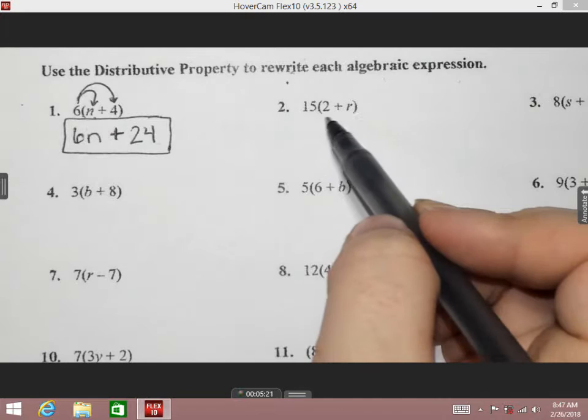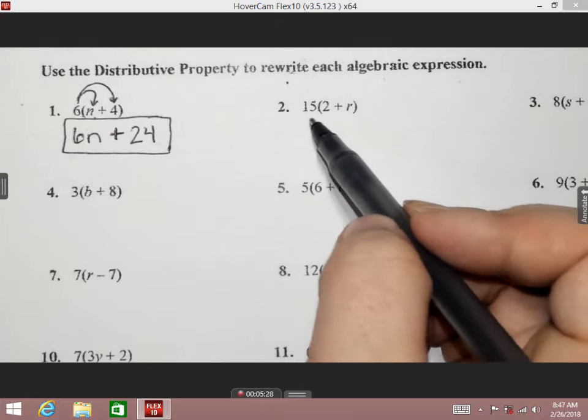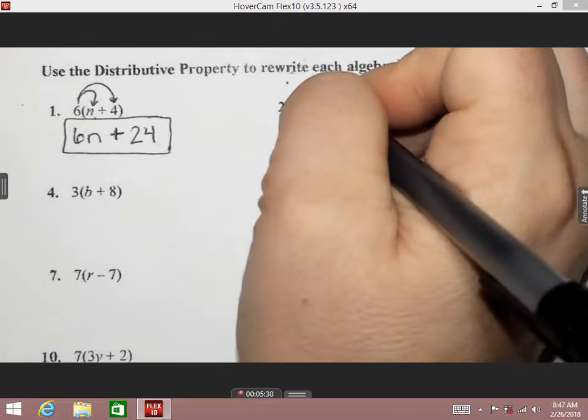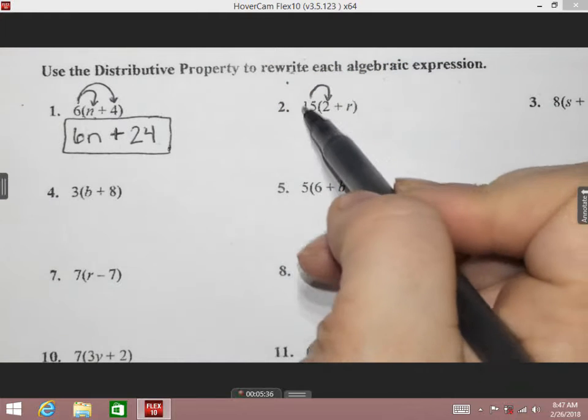We'll look at number 2. So what number is it that I'm going to distribute into the parentheses? Emily? The 15. So the 15 is right next to it. So I'm going to pass 15 to 2. All right, I do want you to draw those arrows.